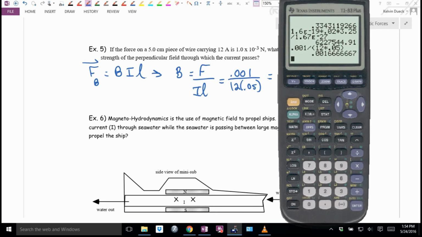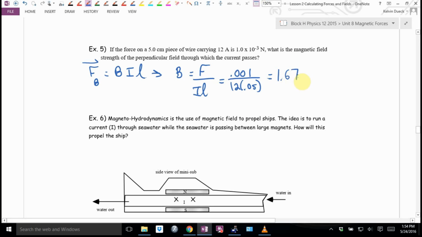Yeah? 1.67 times 10 to the negative 3. Units, magnetic field is measured in teslas. The second last new unit that you'll ever use.